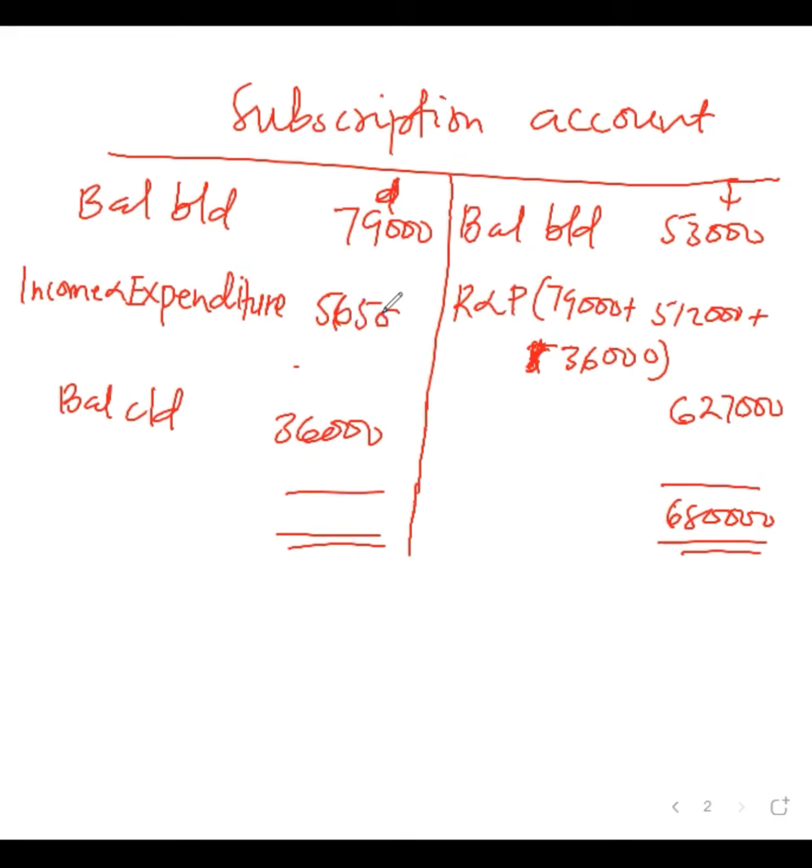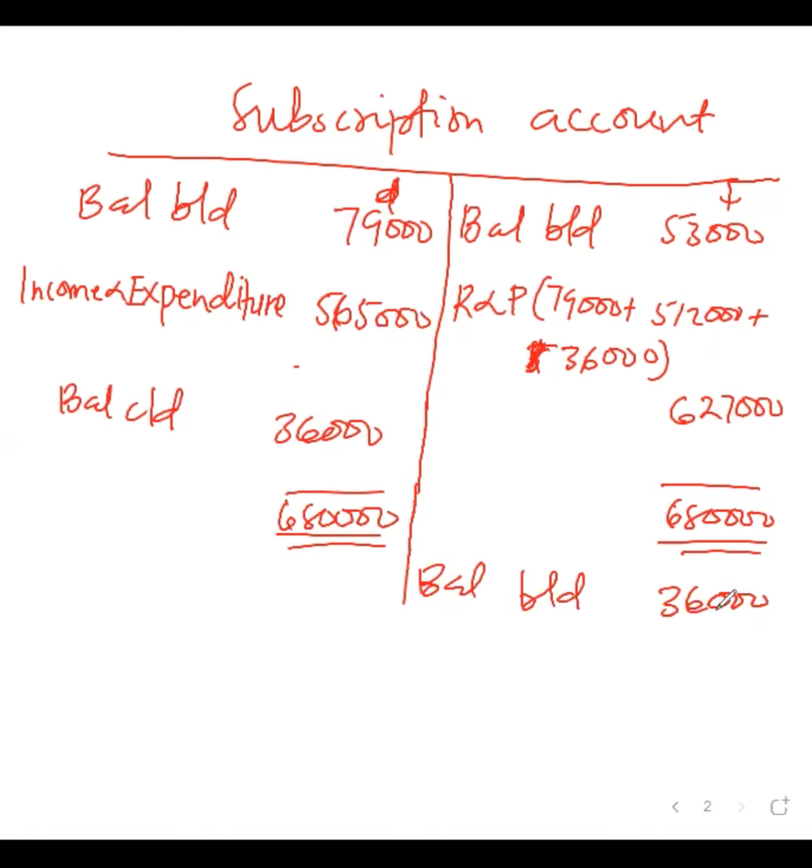Which is also 680,000. So yes, we can write the balance down here. Please, this balance brought down that I'm writing, we don't add that to the calculation. So this is how to prepare the subscription account.